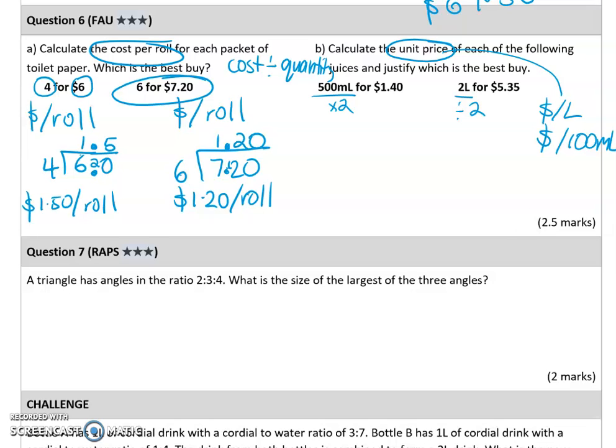So I'm going to think, okay, let's multiply $1.40 by 2. $1.40 times 2 equals $2.80. And that's per litre. Brings it up to 1 litre. This one here, divided by 2, $5.35 divided by 2, halving that price.